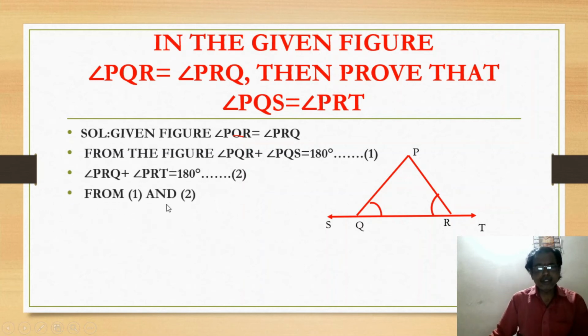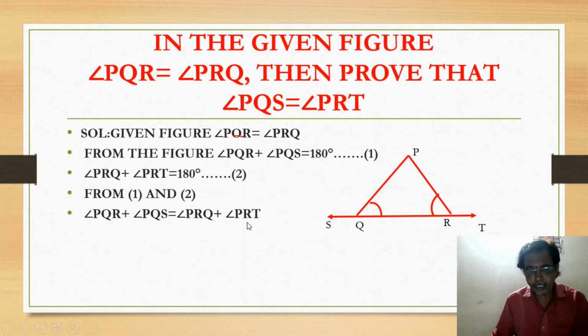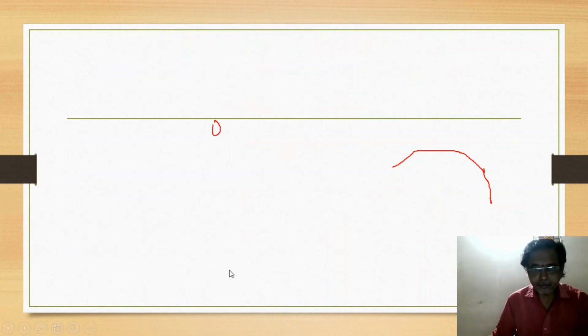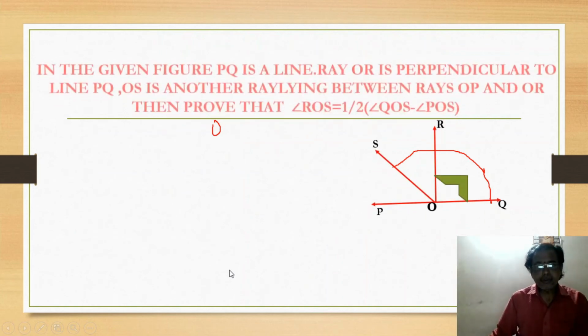From these two equations we can equate these two values: angle PQR plus angle PQS is equal to angle PRQ plus angle PRT. But we have angle PQR is equal to angle PRQ. That means these two will get cancelled on both sides. So angle PQS is equal to angle PRT. Hence proved.